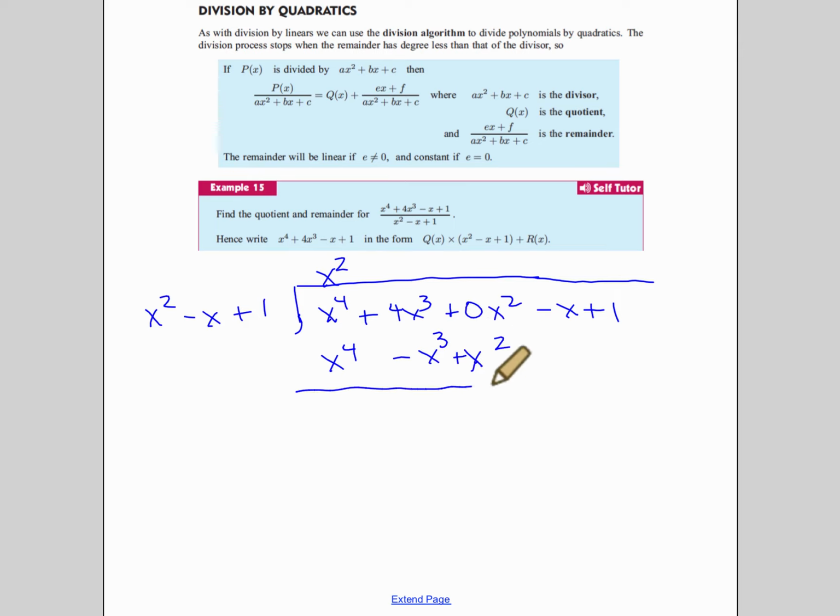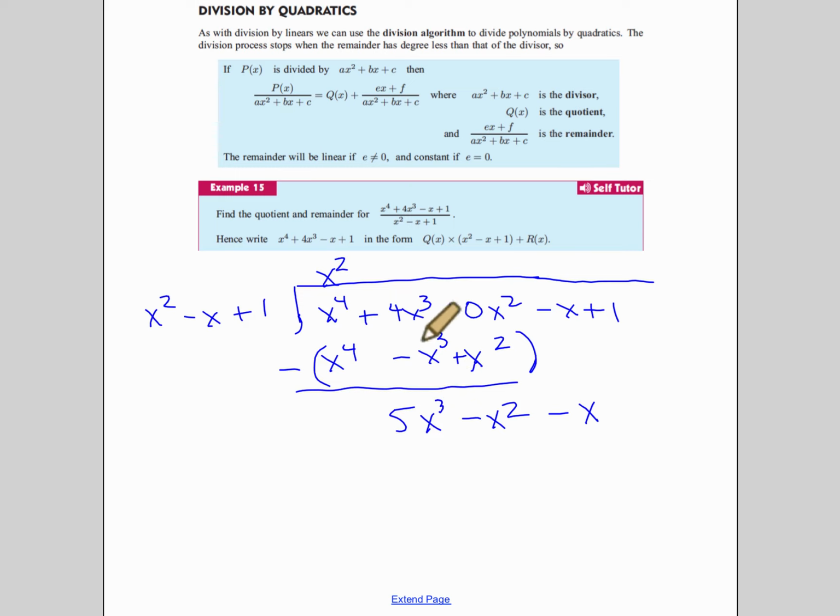And then we're going to subtract all of this. X to the 4th minus x to the 4th is 0. That's what we wanted. 4x cubed minus a negative x cubed is 5x cubed. 0x squared minus x squared is minus x squared. And now we're going to bring down our next term, which is minus x, and start all over again. Oh, this is cubed. Sorry.